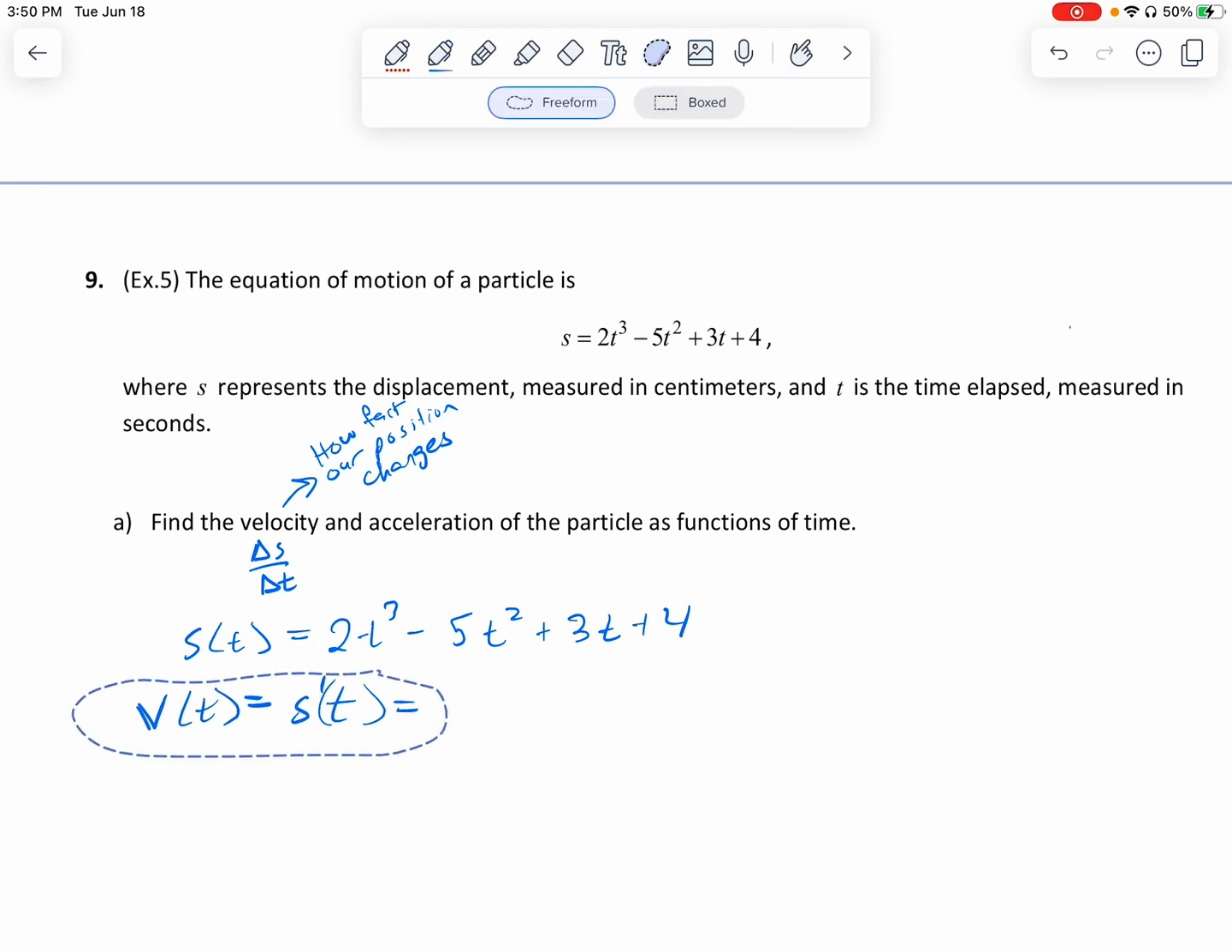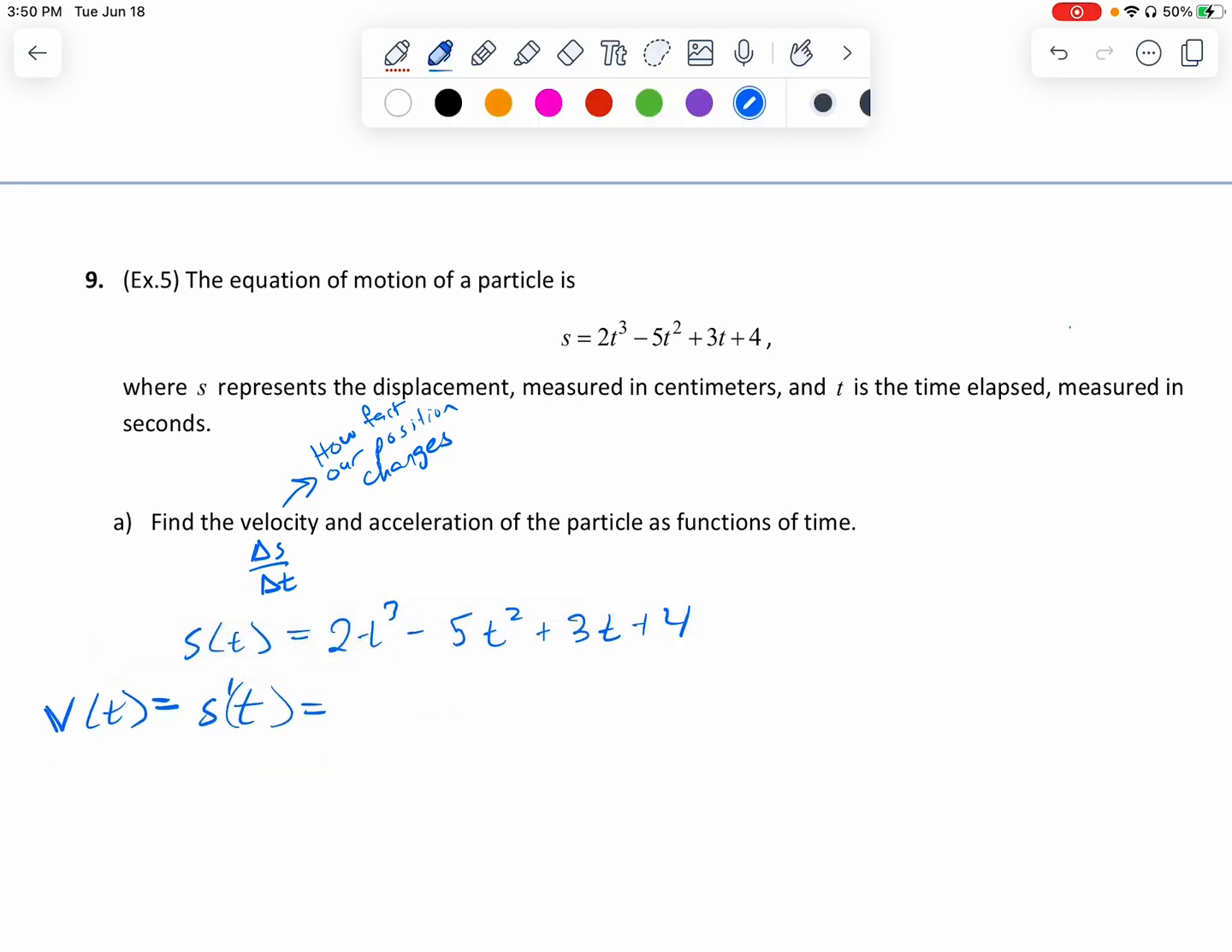So I'm going to just scoot that over so my numbers line up. So the derivative of 2t cubed, I take my 3 down, I multiply it, and I get 6t squared. 5t squared, I get 10t. 3t, I just get 3, and my 4 turns into 0, so I don't even need it. So this guy measures displacement, where he is at any given moment in time. And this one shows the movement, how fast is it moving, and in what direction.